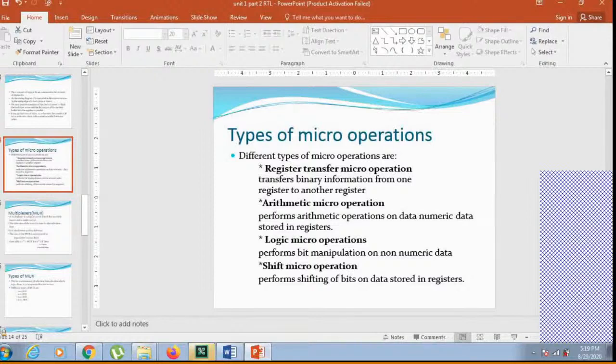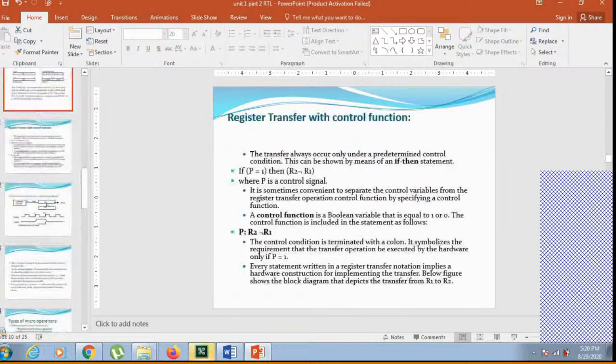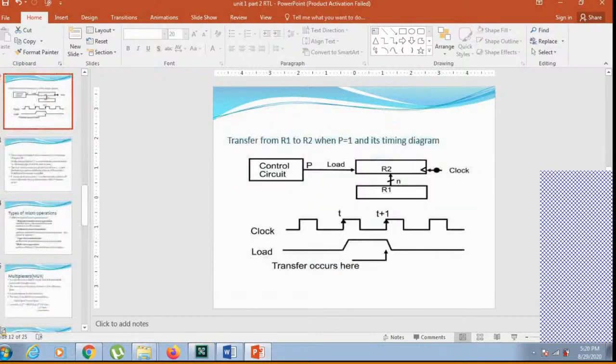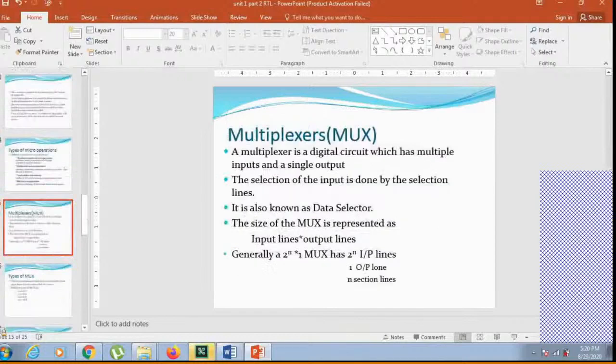The next topic is the common bus system, but to understand the common bus system we need to understand what a multiplexer is. Actually it is not in your syllabus, but without multiplexers you cannot understand this common bus system.